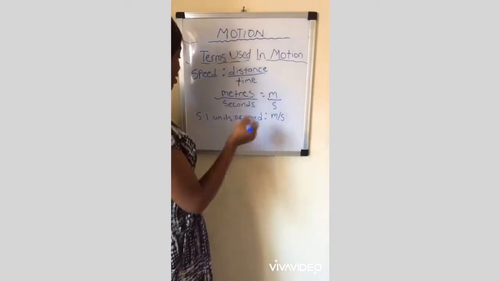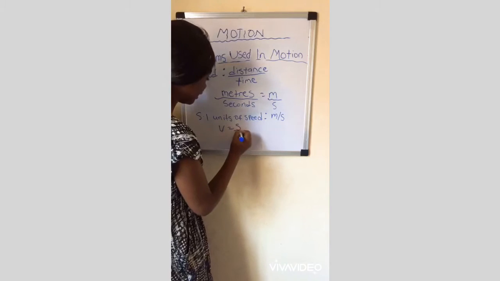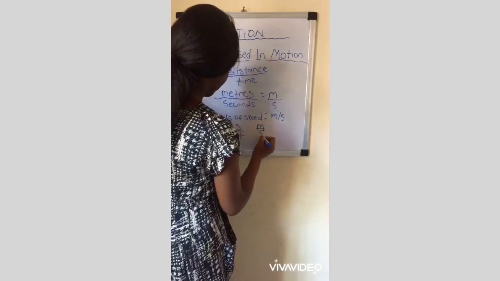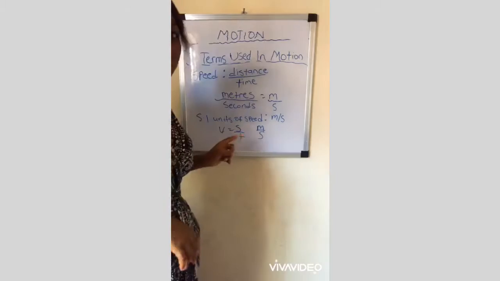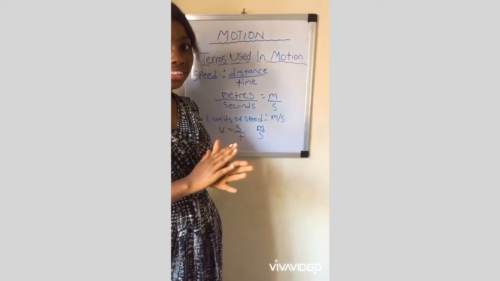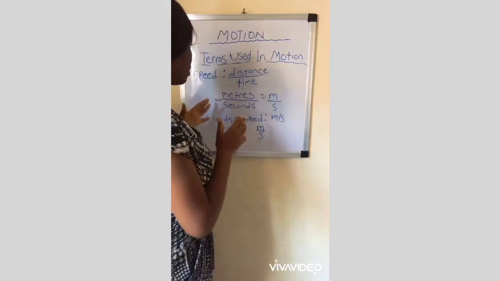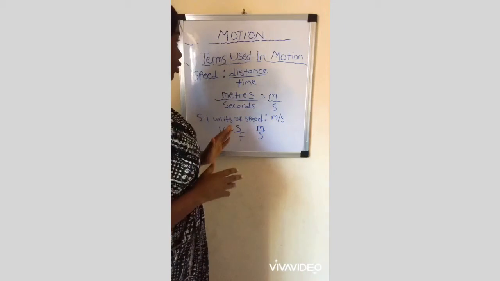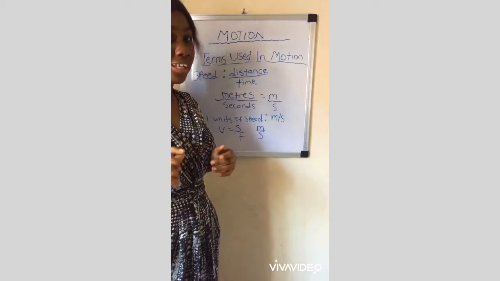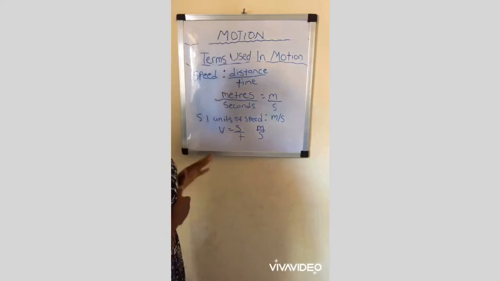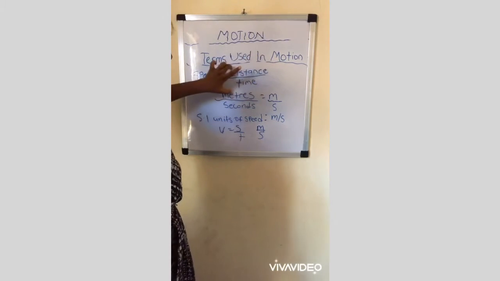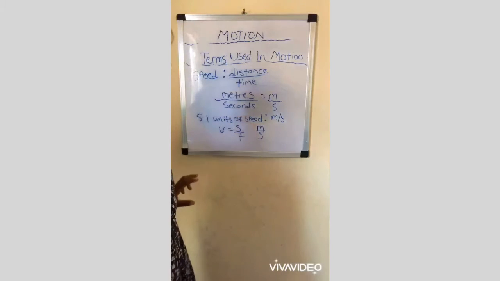I know some of you now are confused. Before I wrote v is equal to s over t, and now I'm saying speed is equal to m over s. Let me break it down. It's normally used in formulas. That is, instead of writing speed is equal to distance in full over time, some teachers will just go straight to say v is equal to s over t. So you can either see speed is equal to distance over time in full, that is in words, or you can see it in letters.